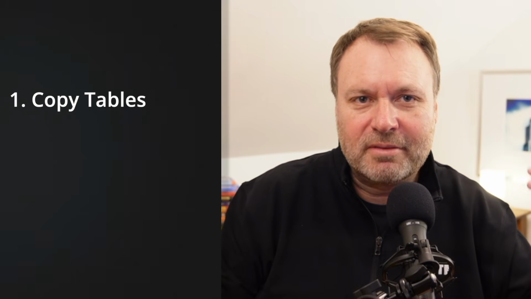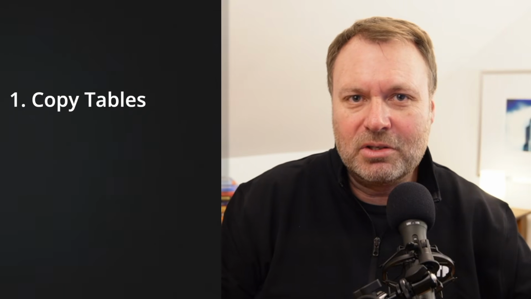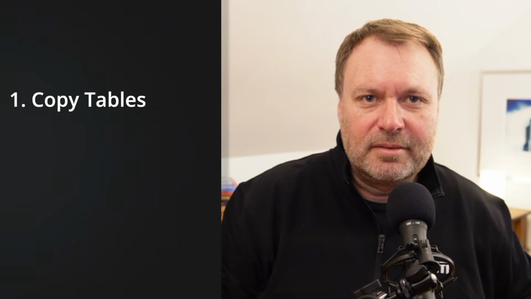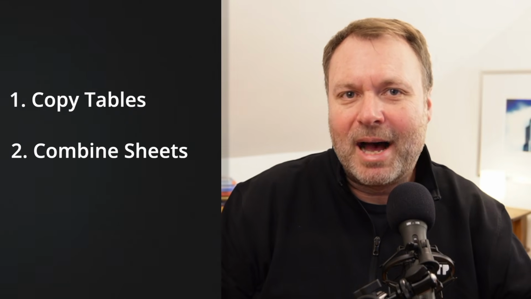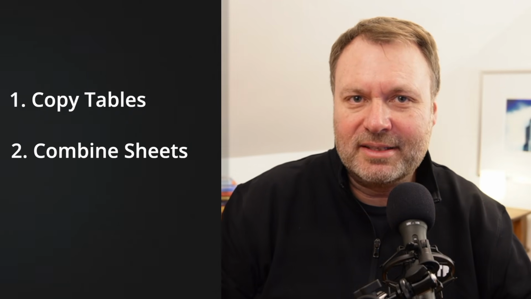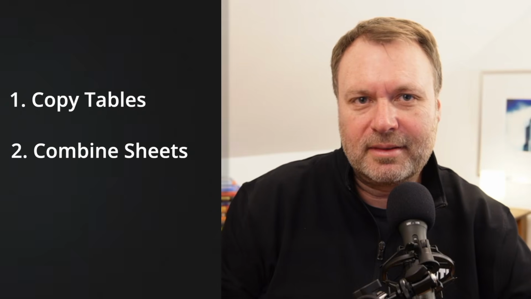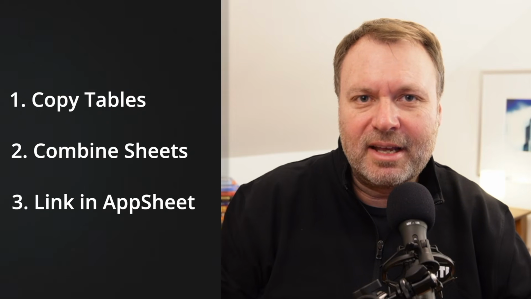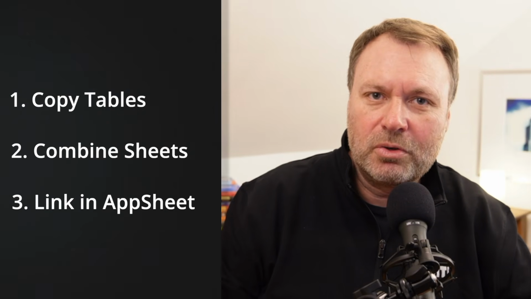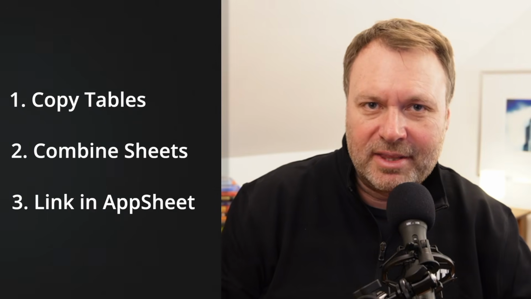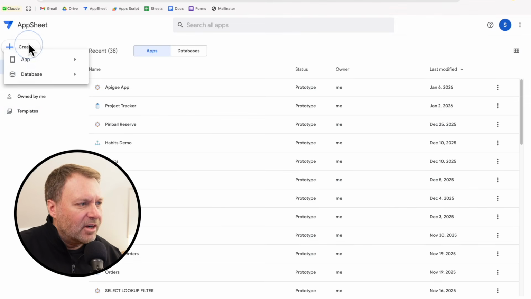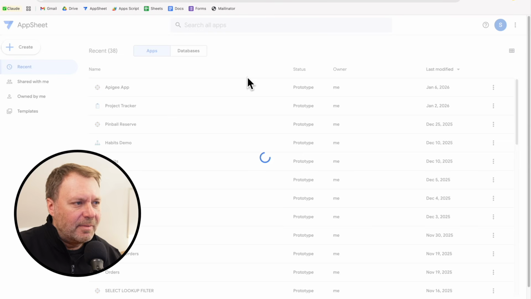There's really three main steps. The first is that you want to copy your tables from your AppSheetDB into separate Google Sheets. The second is that you want to combine each one of those individual sheets into one Google Sheet. Third is that you want to relink everything within AppSheet to that new Google Sheet and the tables that you have within the sheet.